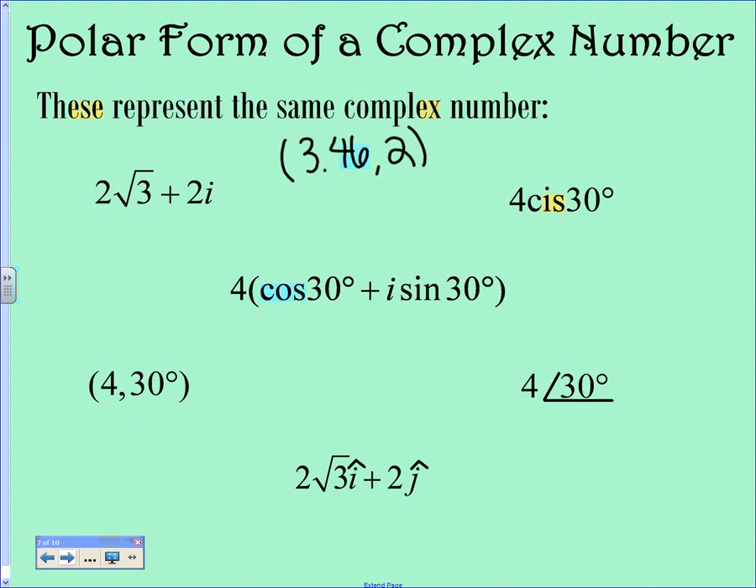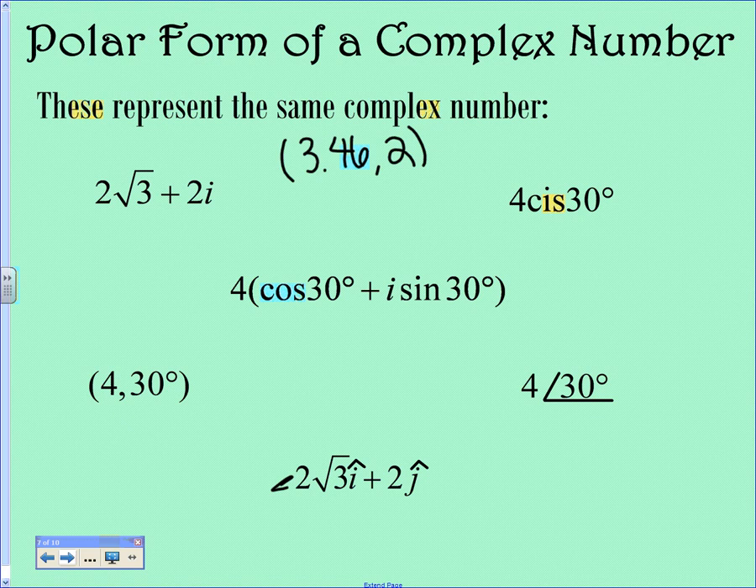You're going to go over and then up. This is in complex form. You go over 2 square root of 3, which is the same as 3.46, and then you're going to go up 2. You can also write it like this, down here. Going to the right because it's i, and then up because it's j, using your vectors.